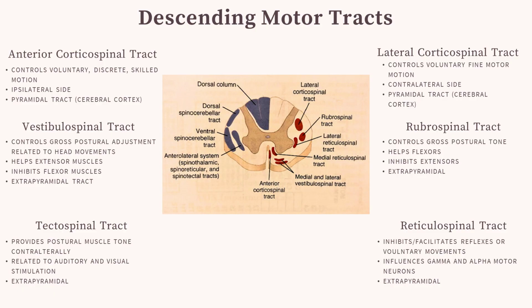And then lastly, we have the reticulospinal tract. Again, reticular is a network. So this is going to inhibit or facilitate our reflexes as well as our voluntary movements. So it's kind of control quite a bit of things. It can help or it can hinder. It's going to influence our gamma and our alpha motor neurons, and it is also extrapyramidal.